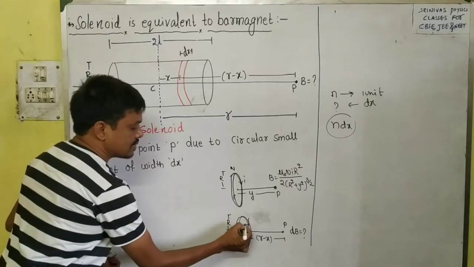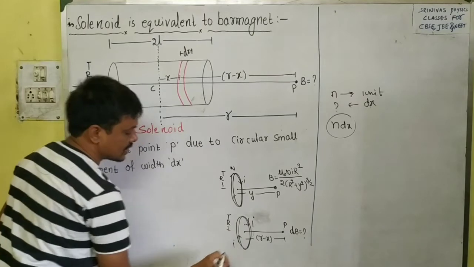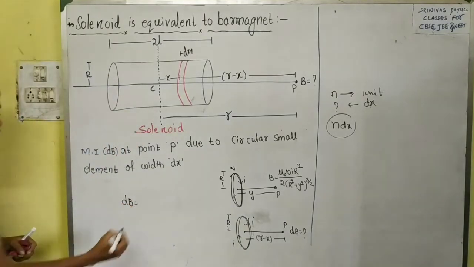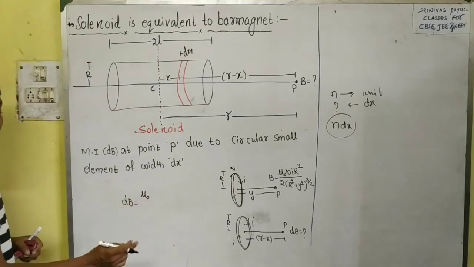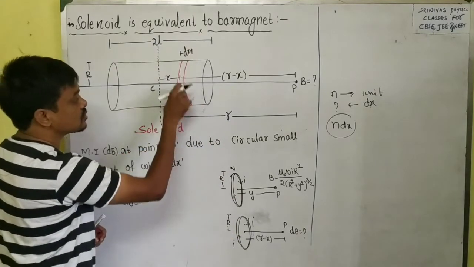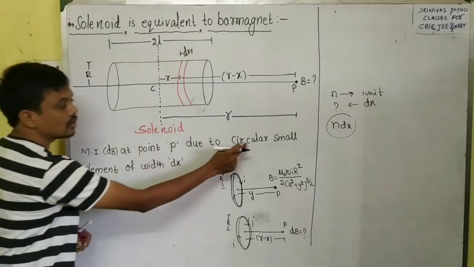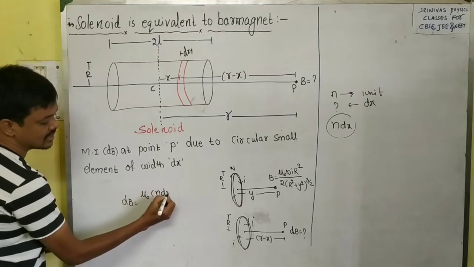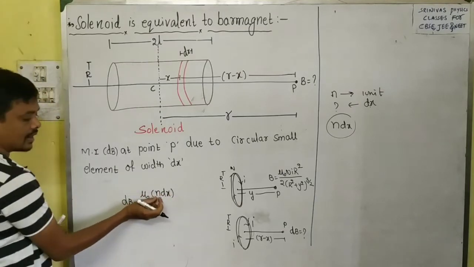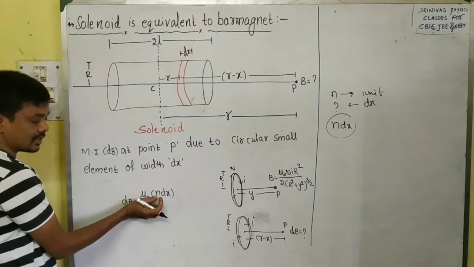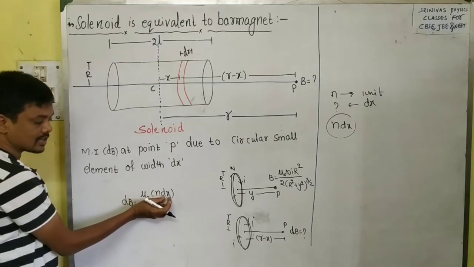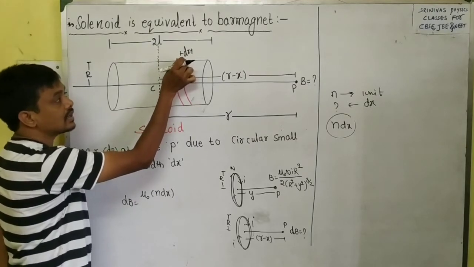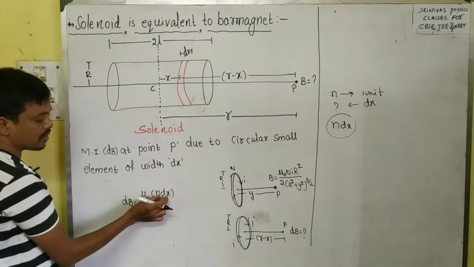Current is again I, the same I I am taking in the solenoid. Then the magnetic induction formula we write like this: dB is equal to mu naught capital N. Capital N is the number of turns, but the number of turns in the small element. We are to find the magnetic induction due to the small element only. In that small element, the number of turns is n dx. Small n is the number of turns per unit length, and dx is the length, so the number of turns is n dx.